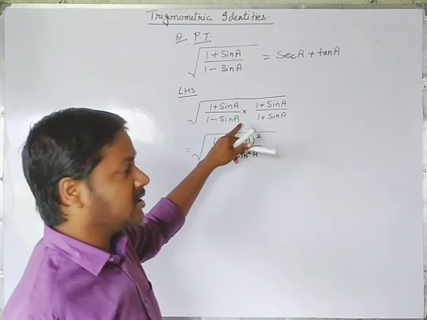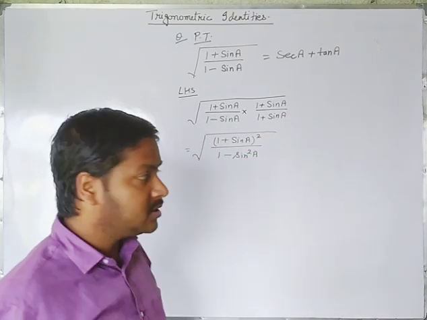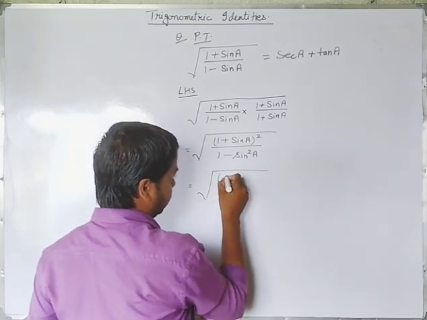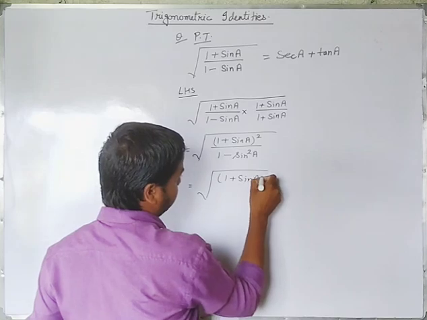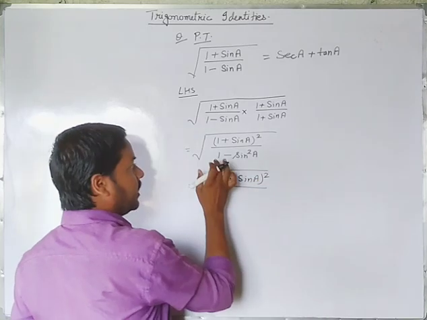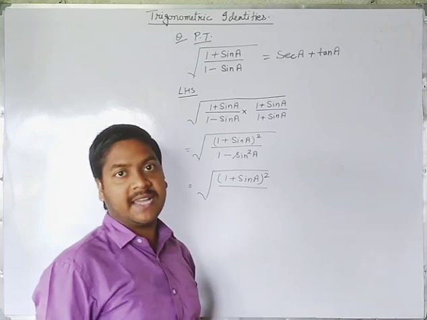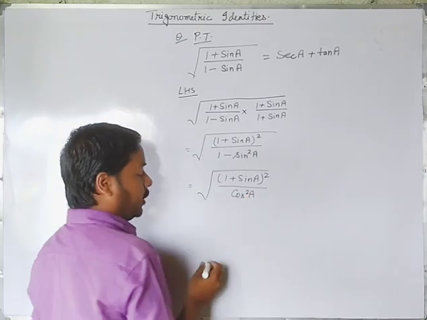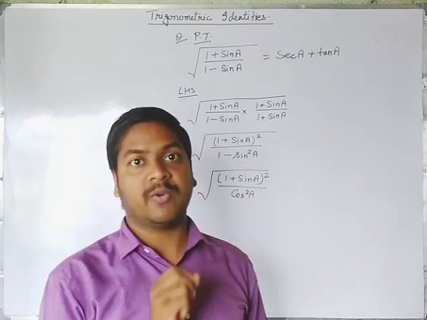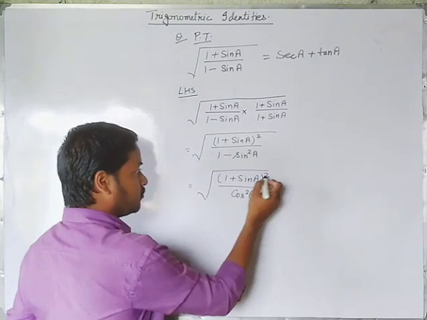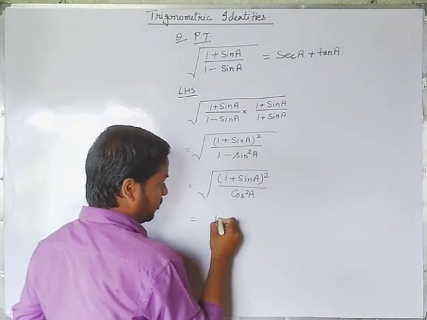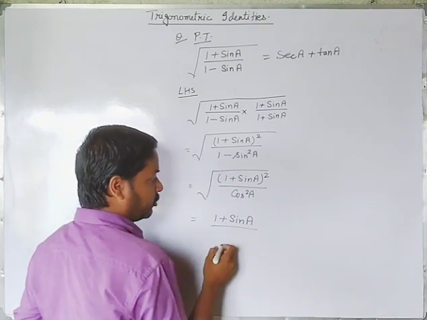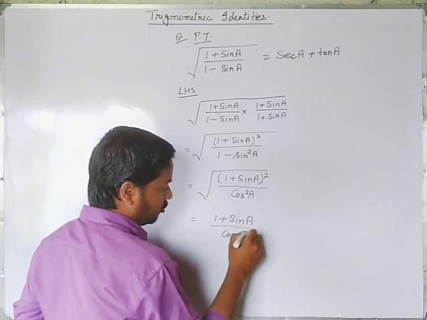Based on the formula, (A minus B)(A plus B) is equal to A square minus B square. Now, one more step I will take as usual. (1 plus sin A) whole square divided by 1 minus sin square A can be written, according to the formula, as cos square A. Now we know it very well that square and square root cancel each other, so it will become 1 plus sin A divided by cos A.